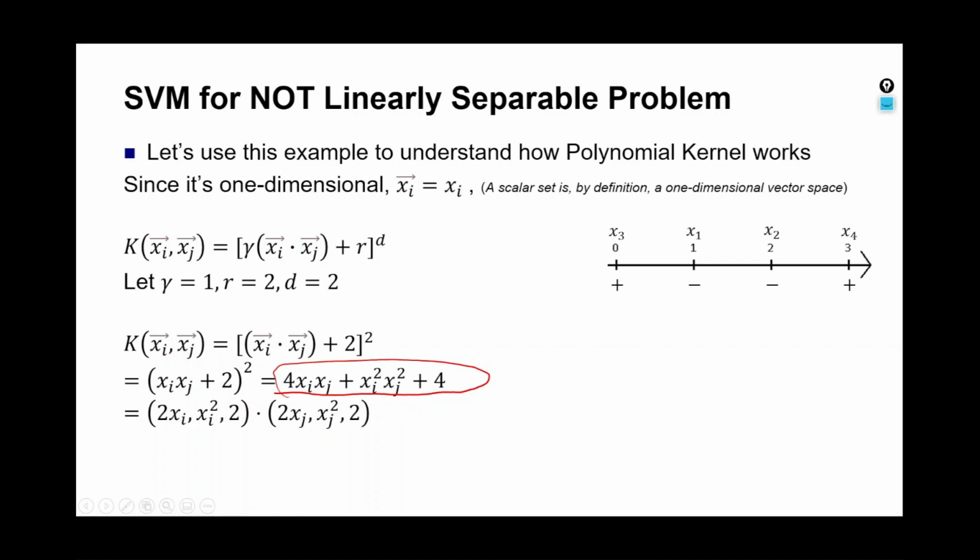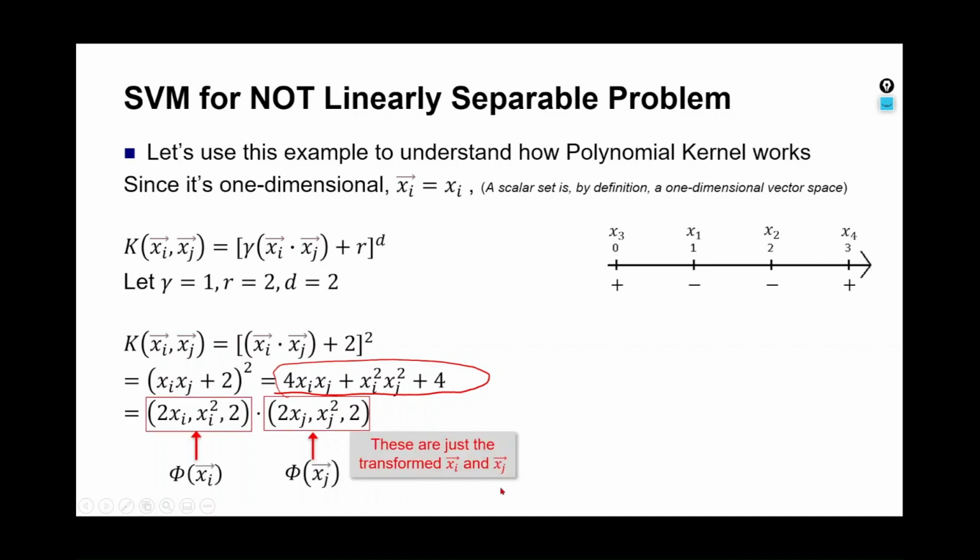the multiplication or dot product of two vectors, and now we just split them. The value in the first dimension is 2xi, in the second dimension is xi squared, in the third dimension is 2, right? So these are just the transformed xi vector and xj vector. You can see our xi and xj were in one dimension. Now we have transformed xi and xj into three-dimensional space, right?